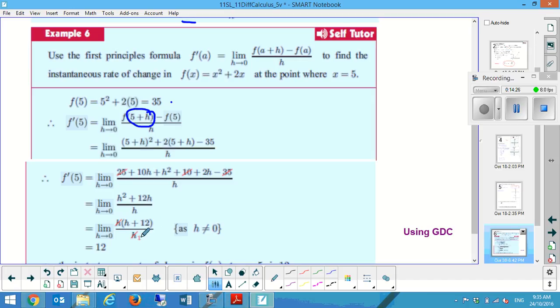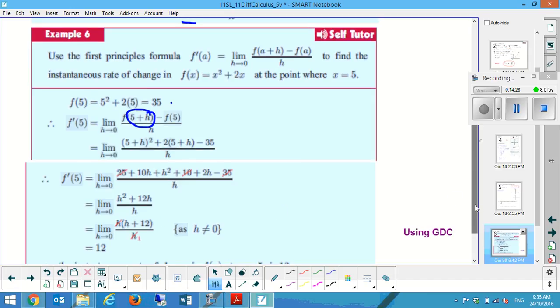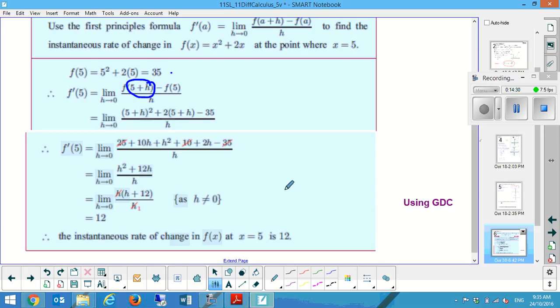Factorise, so we can cancel. So we're left with h plus 12. As h approaches 0, then we're left with just 12. So that means the instantaneous rate of change of the function at 5 is 12. So that saves it doing it with x and then substituting.